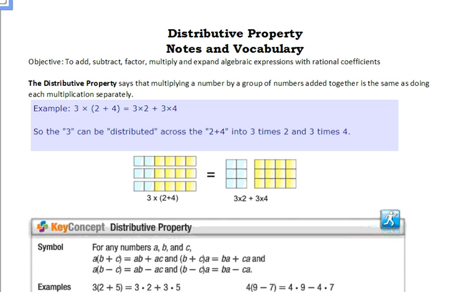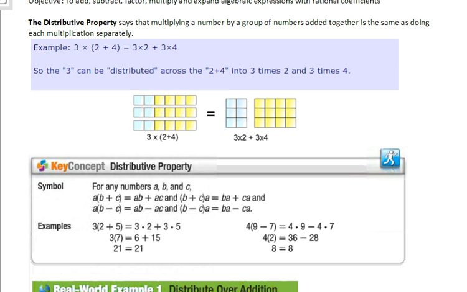Okay, the objective of this section is to add, subtract, factor, multiply, and expand algebraic expressions with rational coefficients. And we will talk about the vocabulary word coefficients in just a little bit. I did put what the book had with the distributive property here. If you're more of a visual person, you can look at using kind of the algebra tiles to understand that.